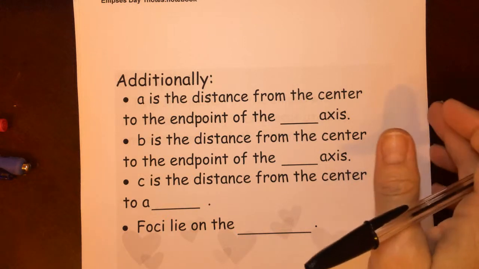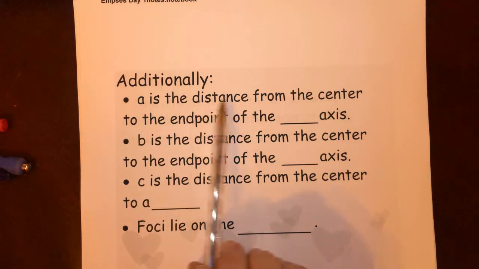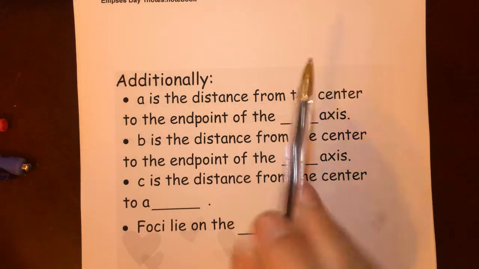A couple of other things we need to make note of is A is going to be the distance from the center to the endpoints of the major axis.